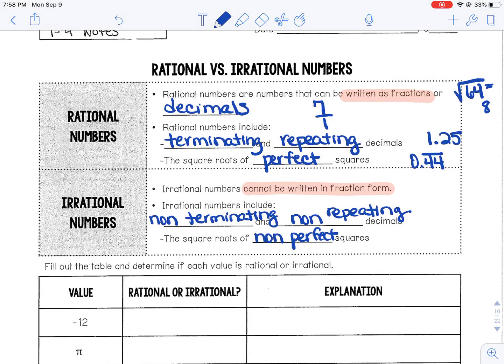Okay, so non-perfect squares would be something like the square root of 20. There is no number times itself that is going to give you 20. In fact, you should be able to remember by lesson 1-3 that square root of 20 is going to be 4 point something. It's in between the square root of 16, which is 4, and the square root of 25, which is 5. In decimal form, that's going to be a non-terminating decimal. It's going to go on forever and ever, and it will never ever end. It's also non-repeating. We would have no block of numbers that repeats.